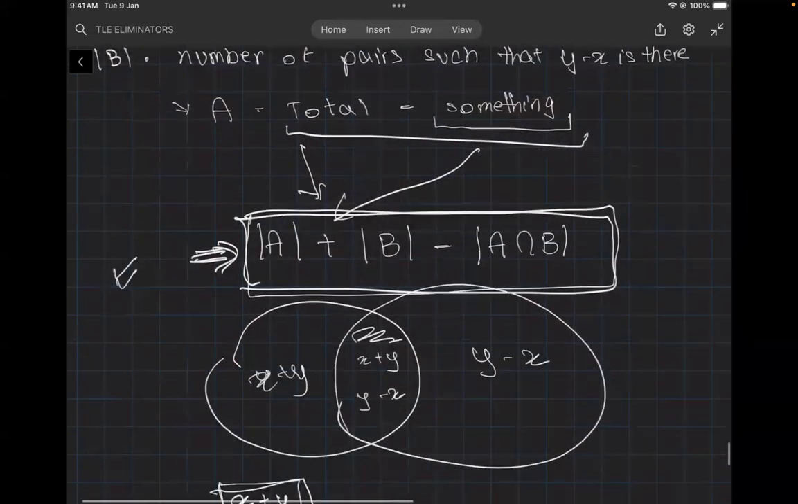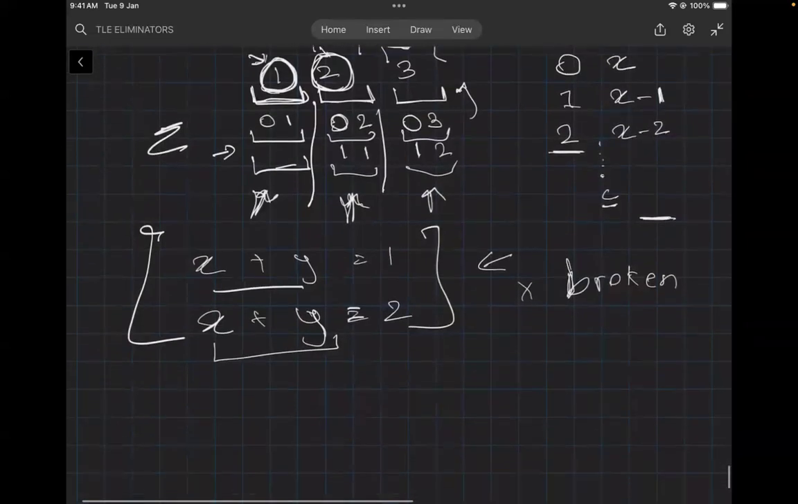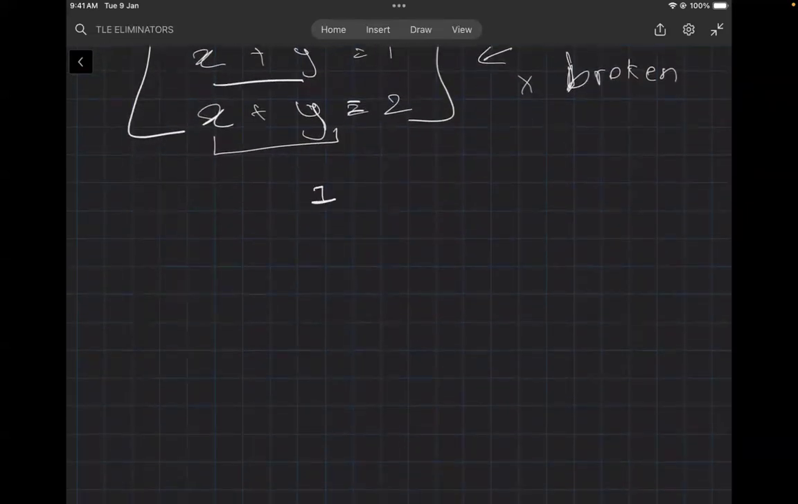Is it clear? Now, for a particular x, let's say 1, how many pairs can we make? We can make 0 comma 1. How many for 3? We can make 0 comma 3, 1 comma 2. How many for 4? It is not going to exist. How many for 2? We can make 0 comma 2, and we can make 1 comma 1.